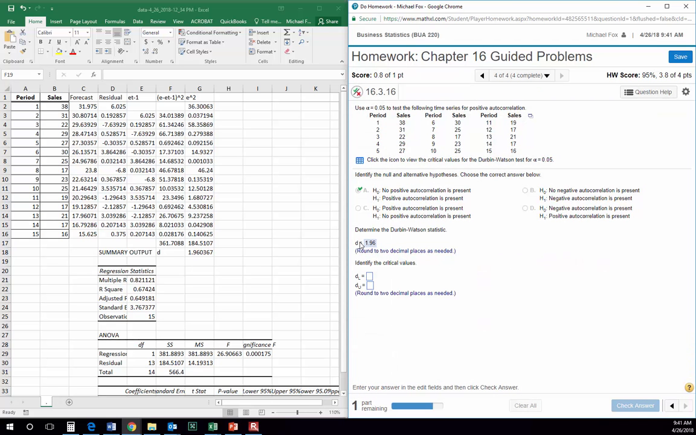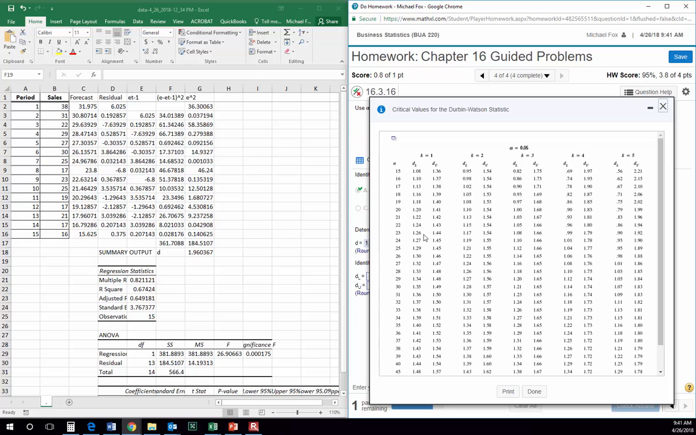Then we're asked to identify our critical values. The critical values are pulled from a table. We know our alpha is 5 and our K, which is the other thing we're going to need for this problem, is 1. So K equals 1. Our N is 15. And this is for an alpha of 0.05. So here are our critical Durbin-Watson values: 1.08 the lower and 1.36 the upper.